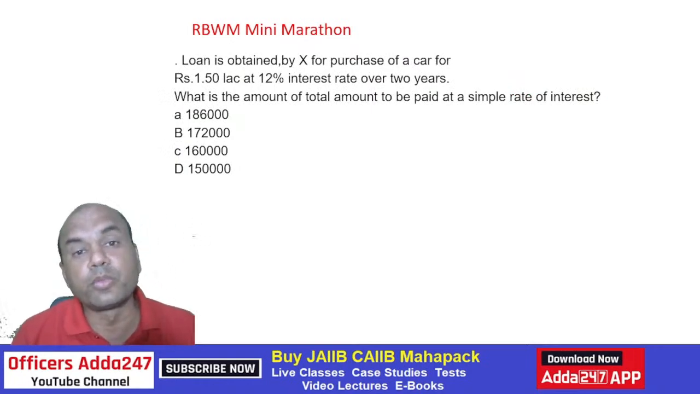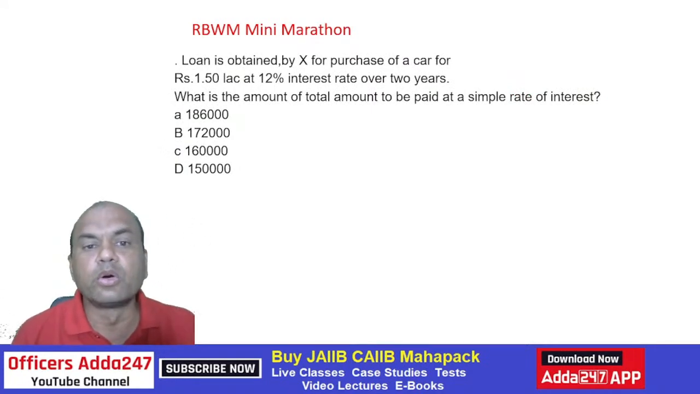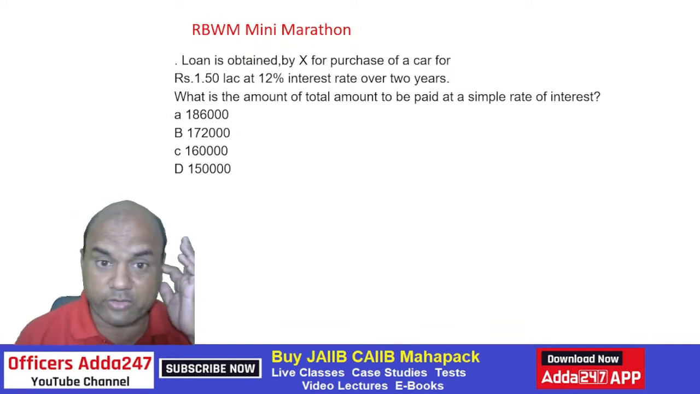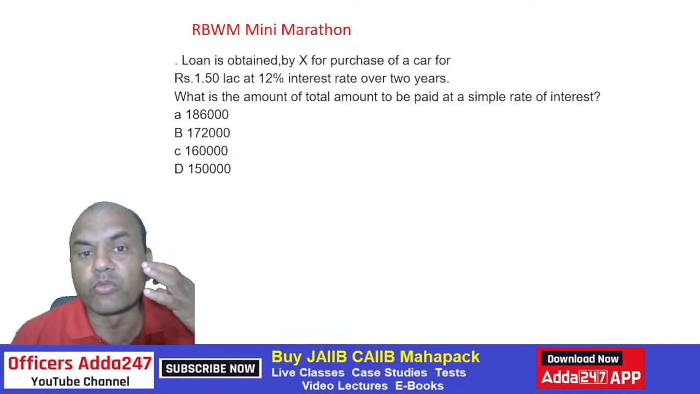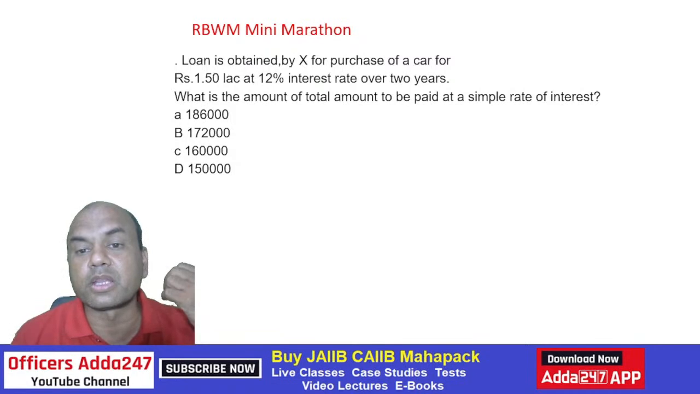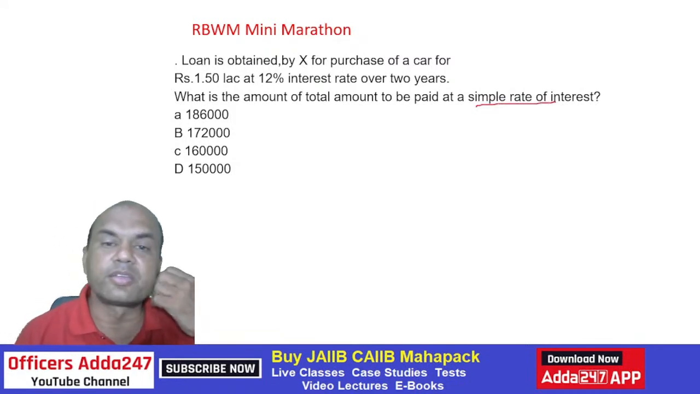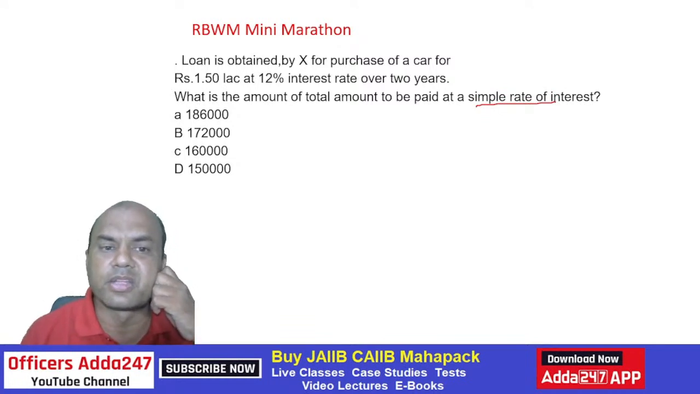Now let's solve some numericals. Loan is obtained by X for purchase of a car for 1.5 lakhs at 12% interest rate over 2 years. What is the total amount to be paid as simple interest? So somebody has got a loan for a car at 1.5 lakhs.